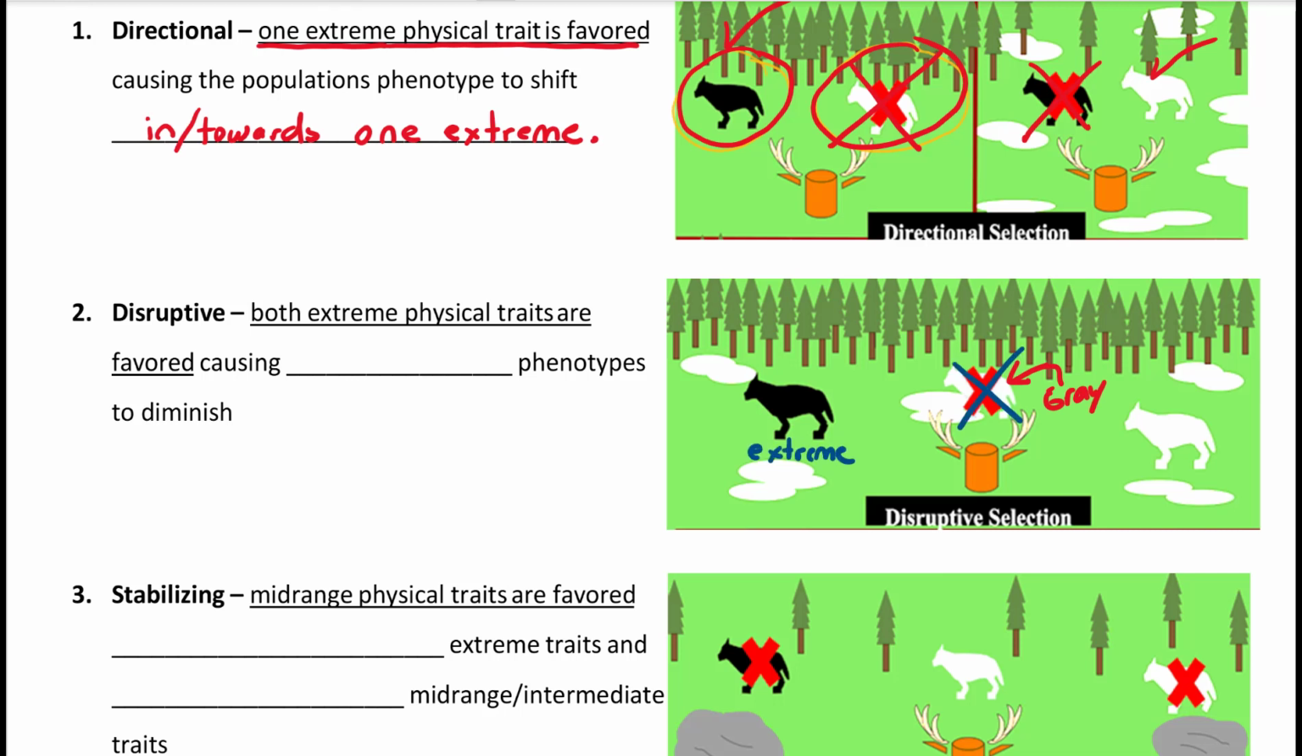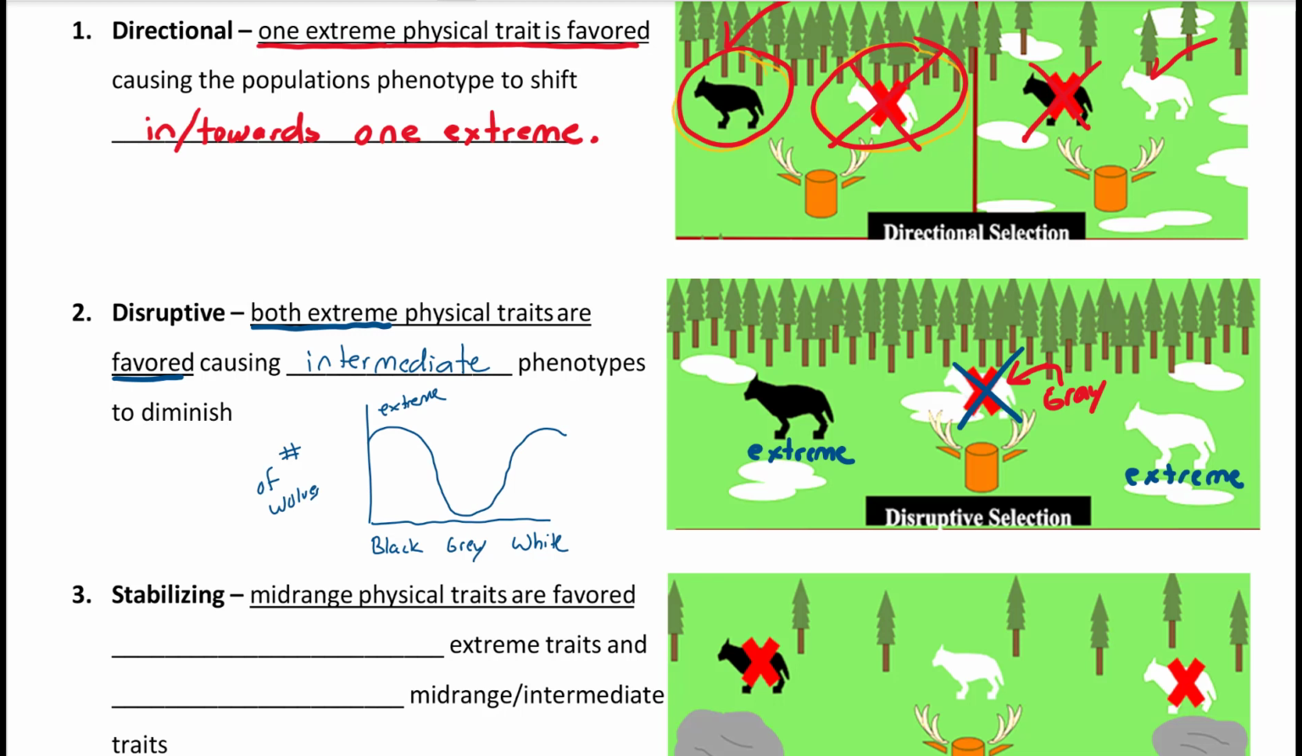Disruptive is if you have a black, gray, and a white wolf. And the intermediate one, the gray one, dies or is eaten. And the two extremes, the black and the white, they'll increase in number. This is what a graph would look like for a disruptive. Increase in black, a decrease in the gray, but an increase in the white. The two extremes increase. And directional, only one direction increases, or one extreme increases.